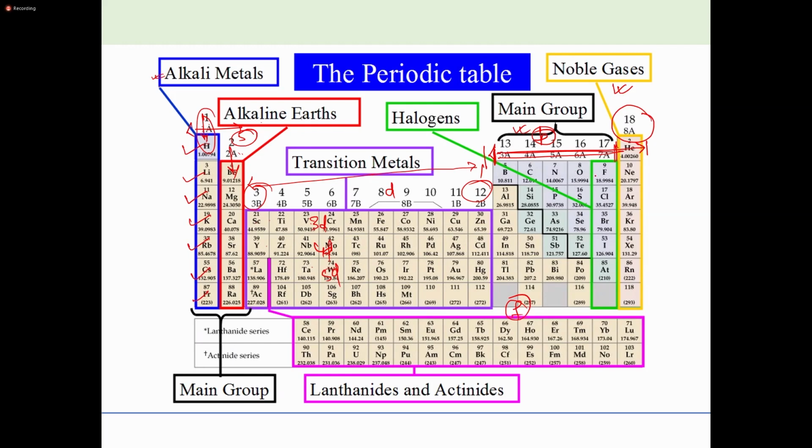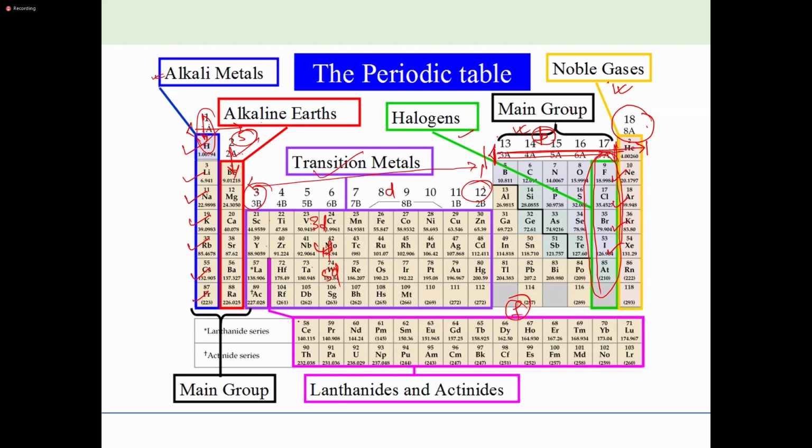Among the main group elements, the 17th group elements, fluorine, chlorine, bromine, iodine, are called halogens. So first of all, the first group is called the alkali metals. The second is the alkaline earth metals. Groups 3 to 12 are called the transition metals. Groups 13 to 17 are called the main group. Group 18 is called the noble gases. And among the main group, the 17th group elements are called the halogens.